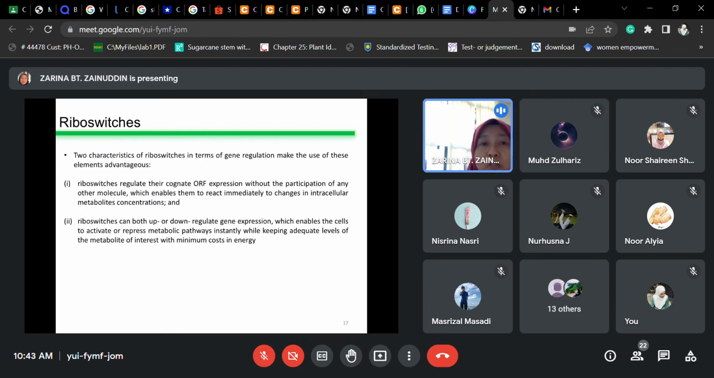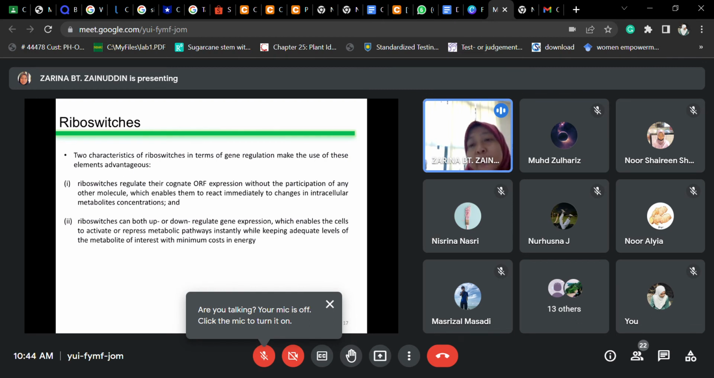First, riboswitches regulate their cognate open reading frame expression without participation of any other molecules. This characteristic is very beneficial because it allows riboswitches to act immediately in response to changes in intracellular metabolite concentration. Another characteristic is that they can upregulate and also downregulate gene expression, which enables cells to activate or repress a metabolic pathway while keeping adequate levels of metabolite. For example, later we will look at how riboswitches regulate production of thiamine, which is vitamin B1, in plants.